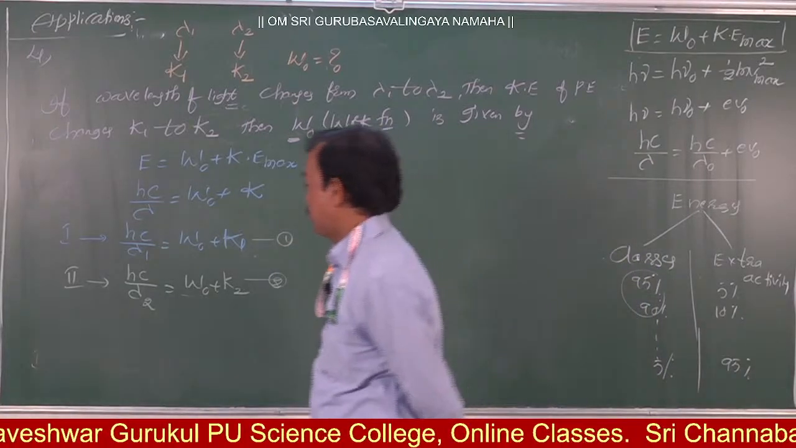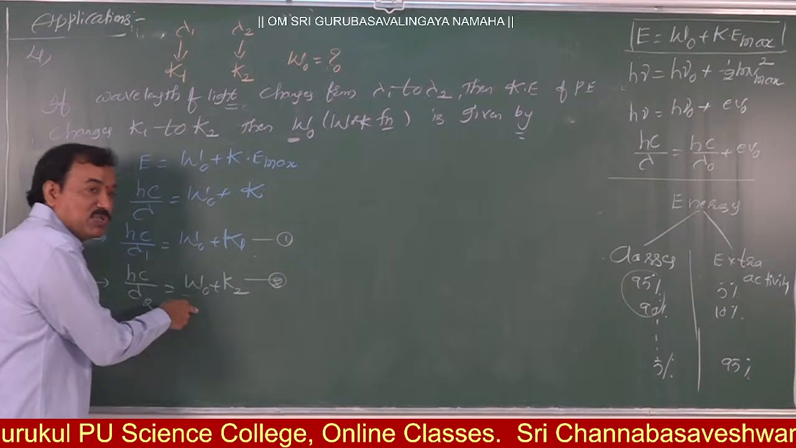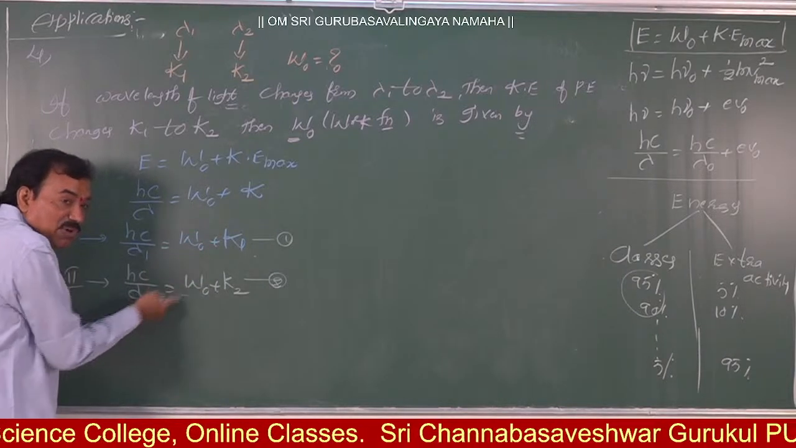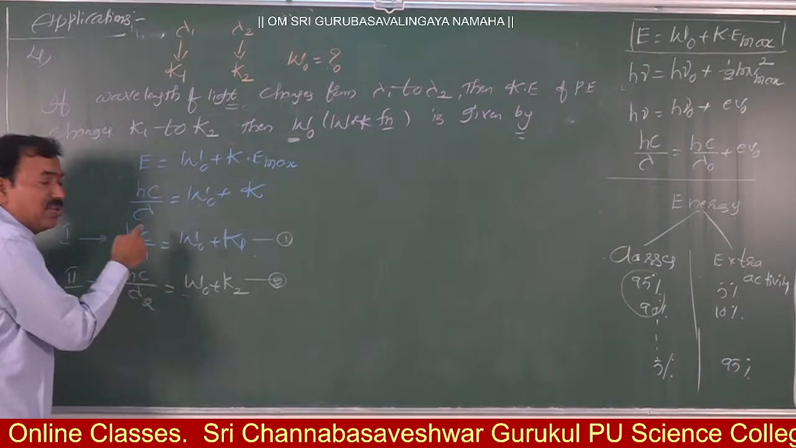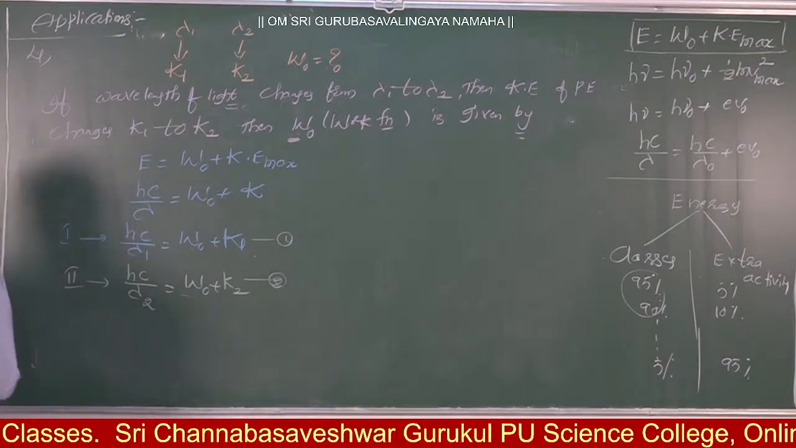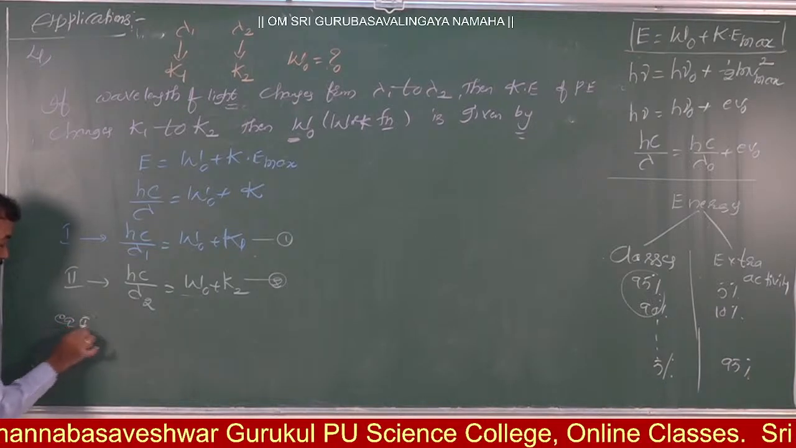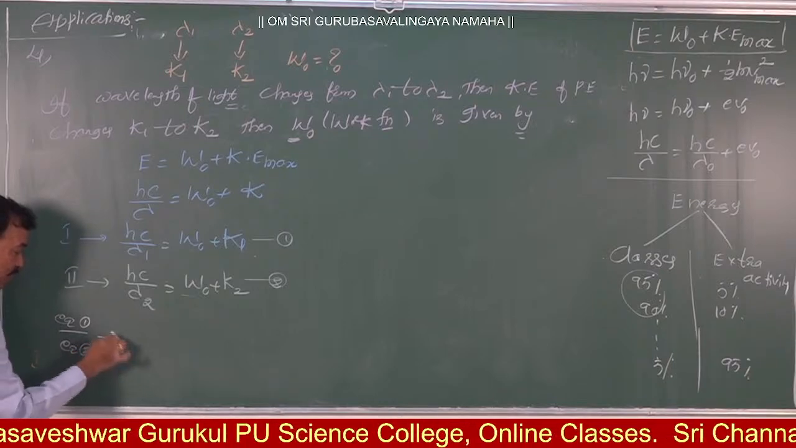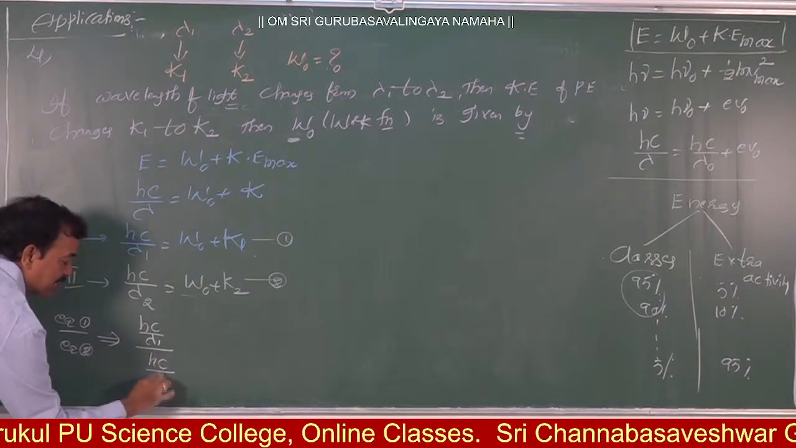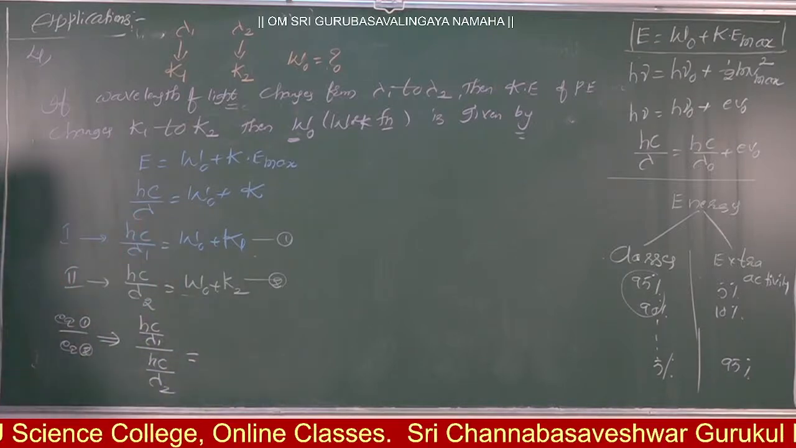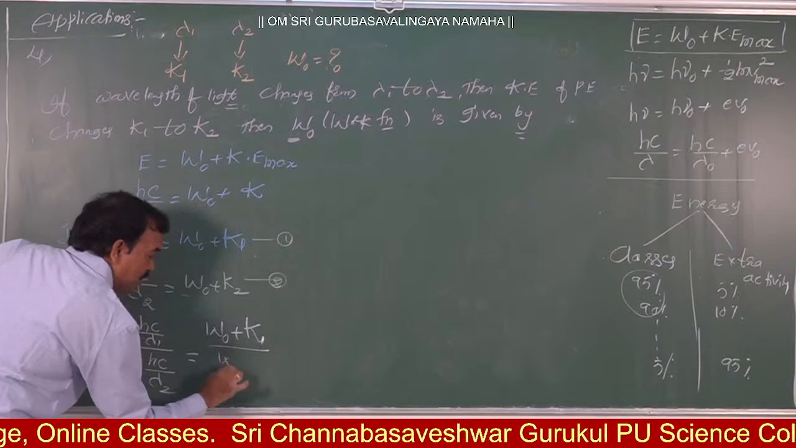Just think about this. Suppose equation 1 minus equation 2: the W naught terms cancel here. It is not possible, and it is lengthy also. So again, dividing these two equations: equation 1 by equation 2. Equation 1 by equation 2 implies hc by lambda 1 by hc by lambda 2 is equal to, what is that equation here? (W naught plus K1) by (W naught plus K2).